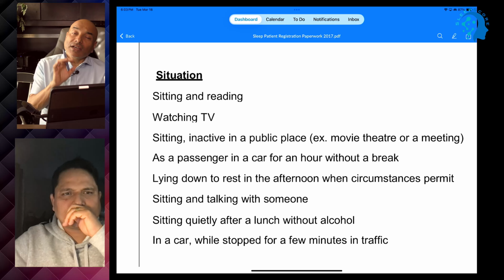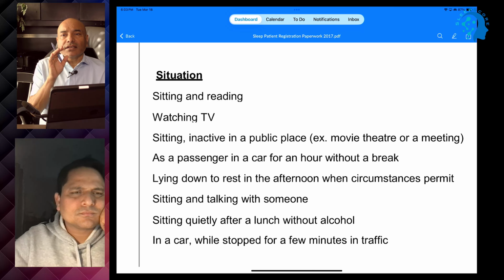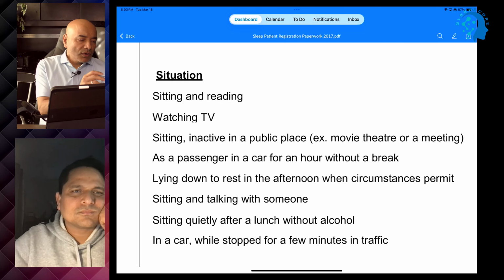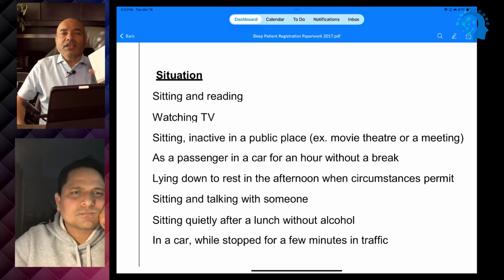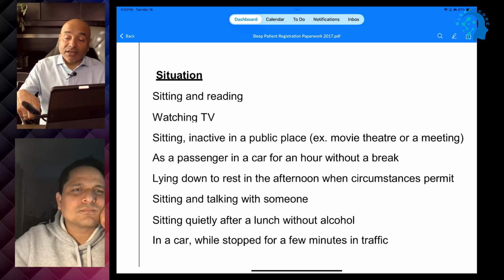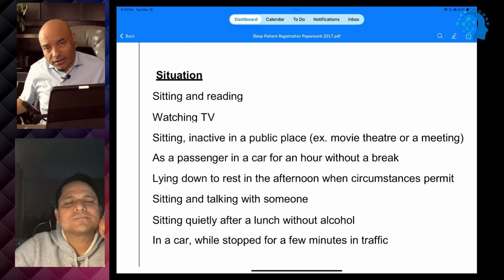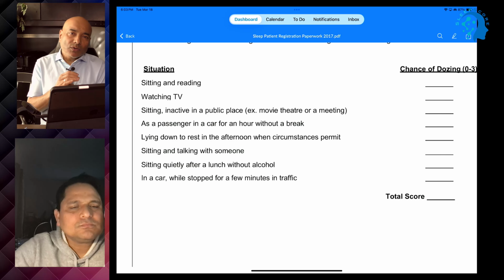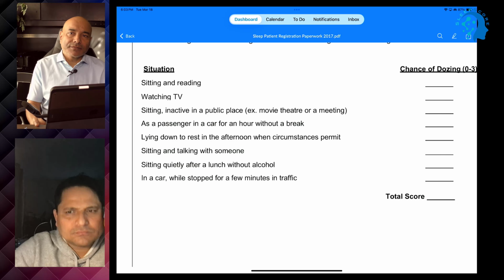Now, let me tell you, if this number is 7 and higher, most likely you may have sleep apnea. Okay, so your total comes to 1, 2, 3, 4, 5, 6, 7, 8, 9. Your score is 9. That means you may have sleep apnea. So this is a kind of scoring, the Epworth. Whenever we do it, Epworth is a screening for sleep apnea.